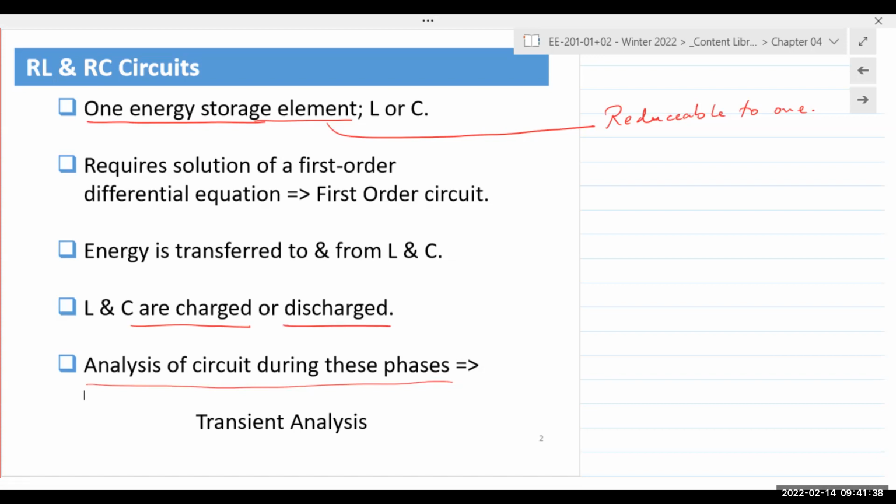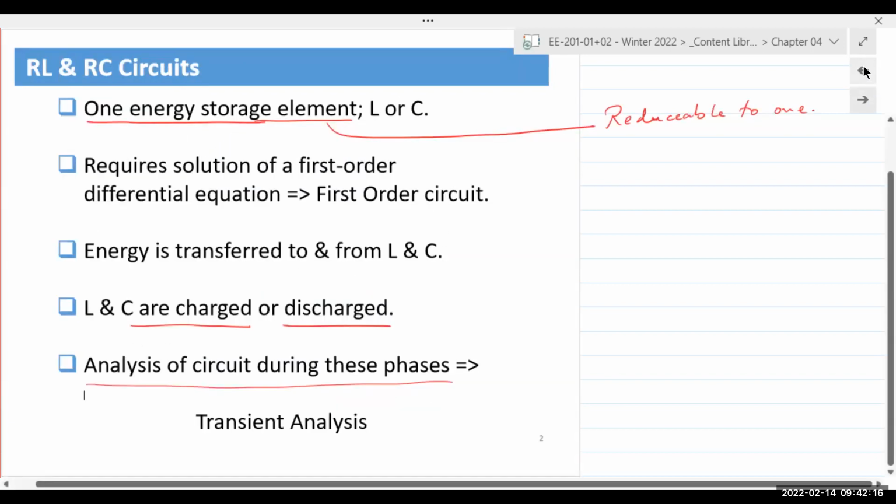Now, unlike resistors, we have seen in chapter 3 that capacitor and inductor voltage and current are time dependent, right? Capacitor current i is C dv over dt, meaning derivative of the voltage. Similarly for the inductor. So the voltages and currents are time dependent. So we are now involved with derivatives and integrals. And so analysis of these circuits requires the solution of a first order differential equation.